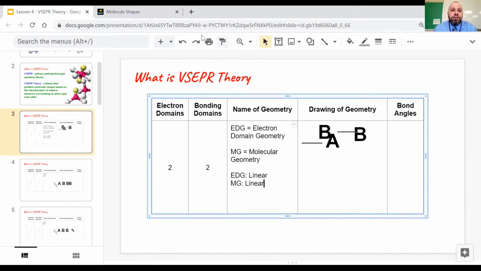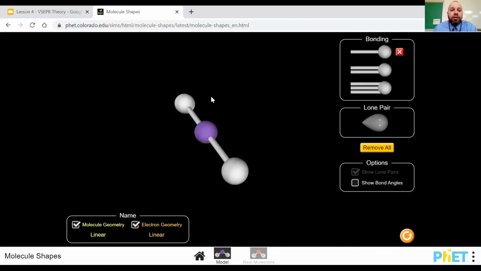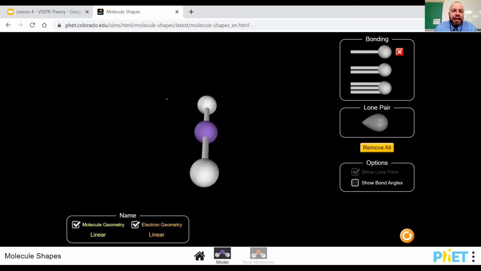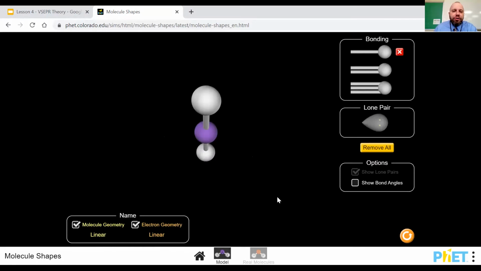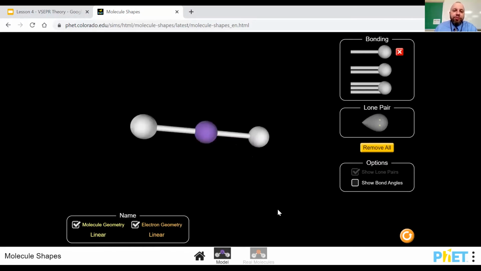But before I do that, I want to show you a three-dimensional representation of what this looks like. So I'm going to click to this tab here. And if you notice, down here, I have molecular geometry linear, electron geometry linear, and if I move this around, you can see what this looks like in three-dimensional space. So we have a single atom in the center, that's our central atom, the purple atom, and then we have these two gray atoms on the outside, and you can see, regardless of how you twist this, the shape is just linear. All three of these are in a line.